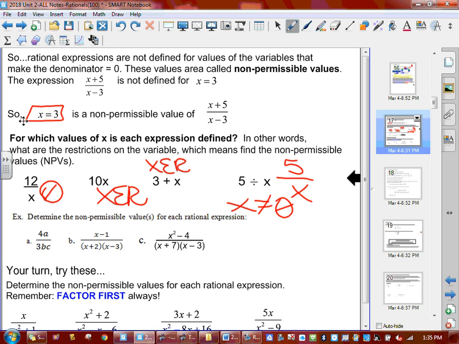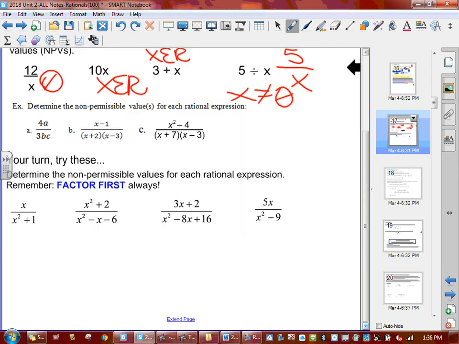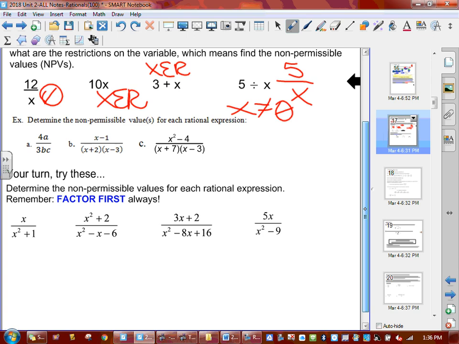Let's take a look here. All right. 4a over 3bc. So whenever you've got a whole bunch of variables stacked side by side, that's basically just 0. Because if I make one of them 0, the whole bottom becomes 0. Because they're all side by side multiplied. So that means b and c cannot equal 0. That's our non-permissible.